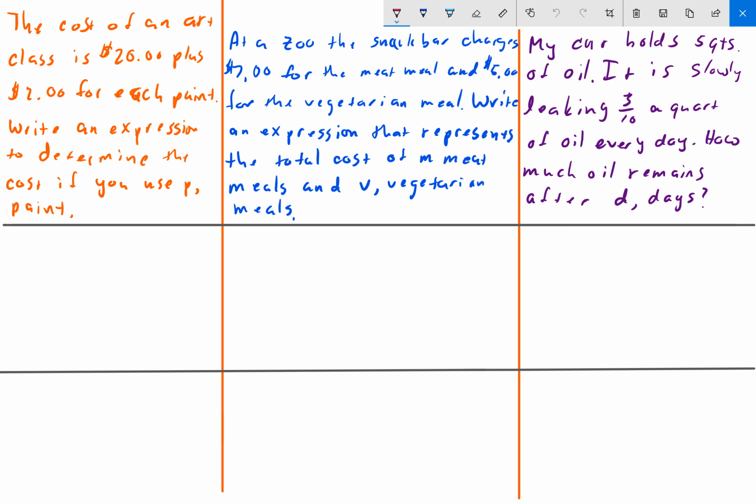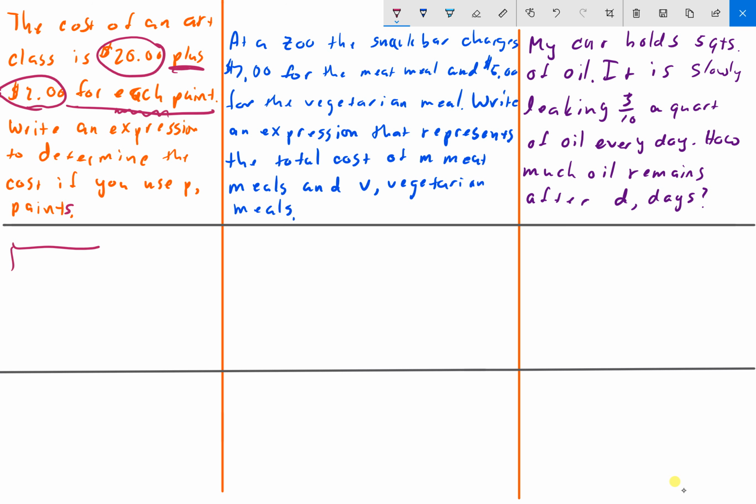So the cost of an art class is $20. All right, so it's $20 plus $2 for each paint. Now, the key word here is each, for each paint. Write an expression to determine the cost if you use P paints. I do apologize about my handwriting. It is pretty awful.